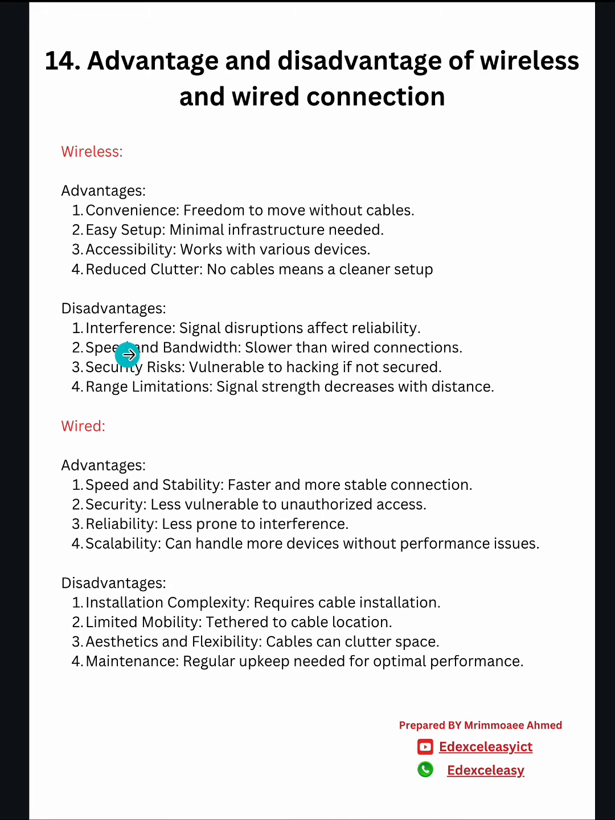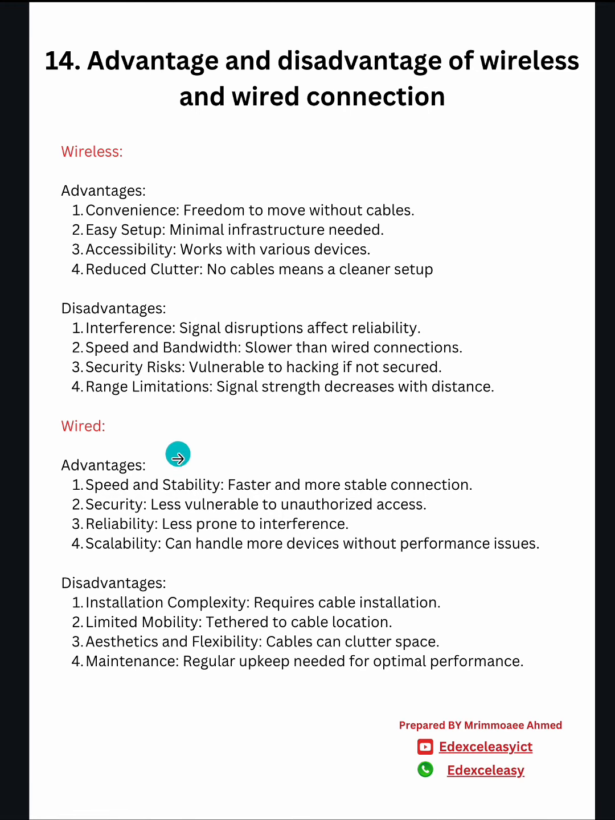Disadvantages: there can be disruption because it is passing through the air. Speed and bandwidth can be slower compared to a wired connection, because why? Because there is no barrier, right? It is moving through the air, so some of it can be lost. Security risk, because someone can hack. Range limitation, because Wi-Fi has a range limitation, right?